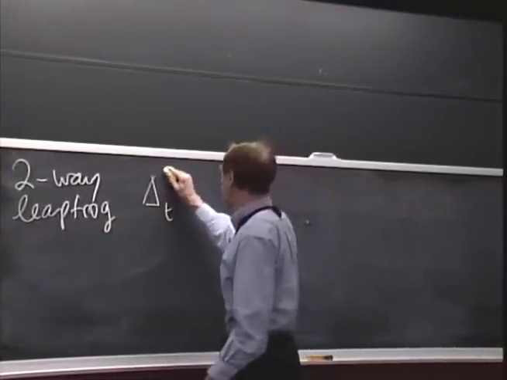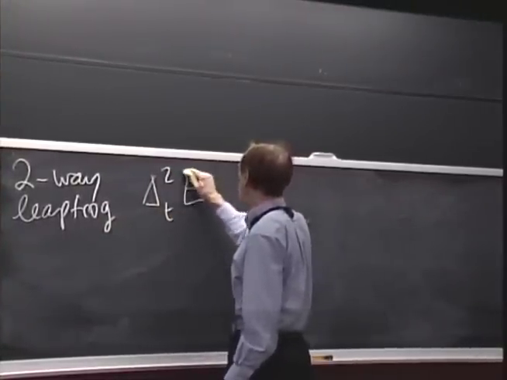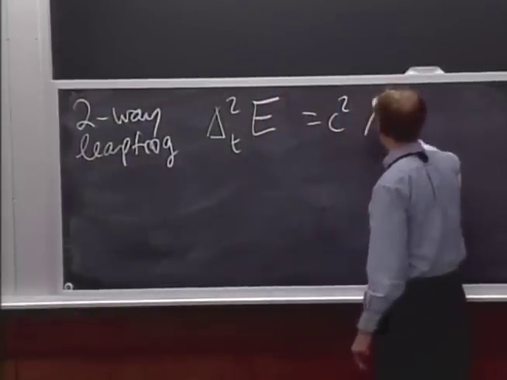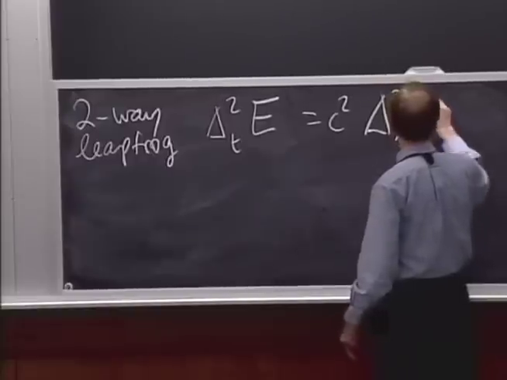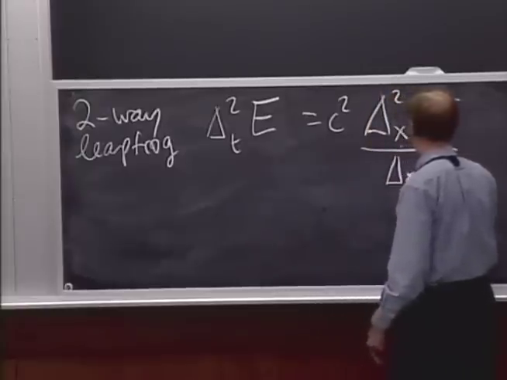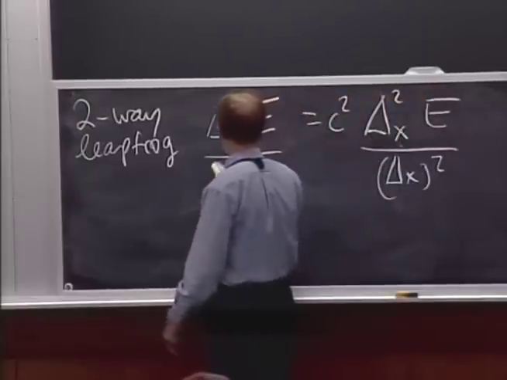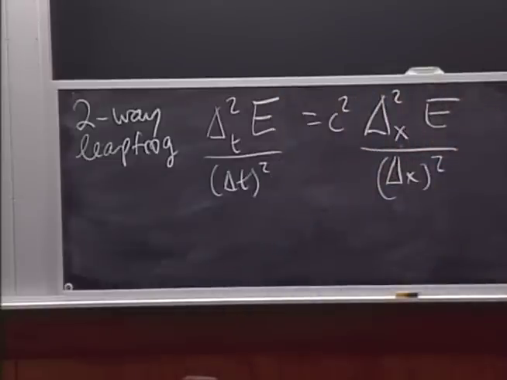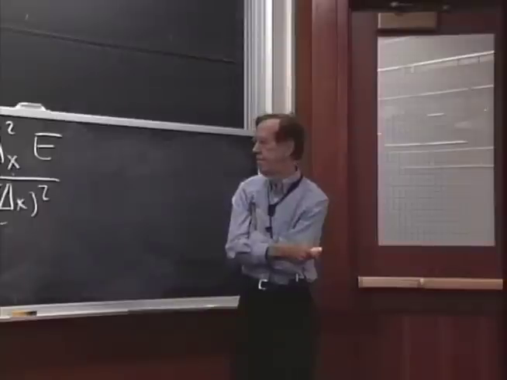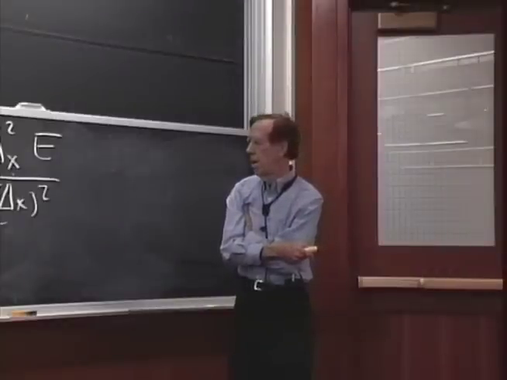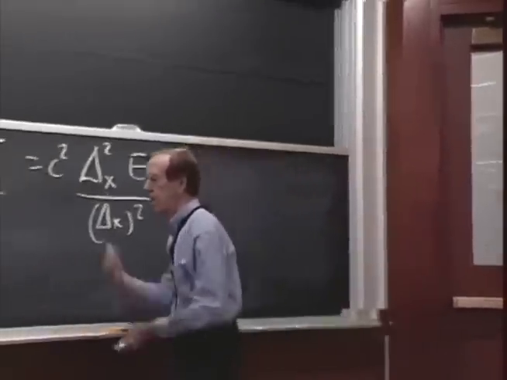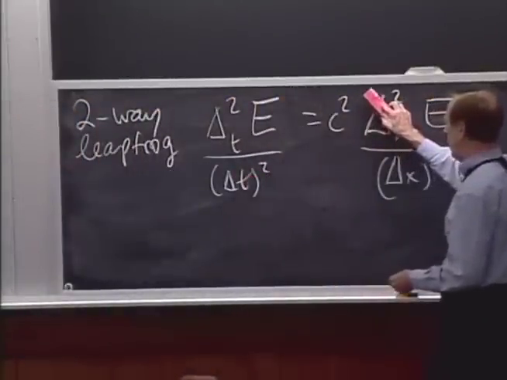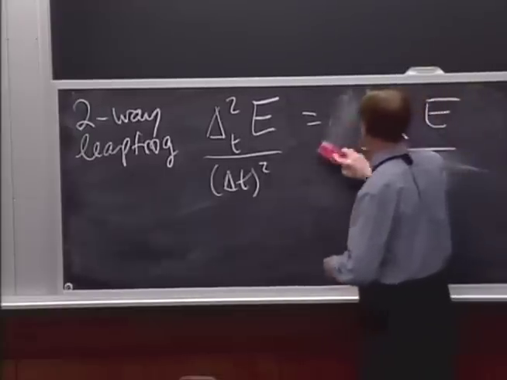The time difference squared of E will be equal to c squared times the space difference squared of E. And of course, here we have a delta x squared, and here a delta t squared. So altogether, an r squared, that's the formula we know. Okay. So if I simplify this to make it look good, put the delta t squared up there, you see that it's just r squared.